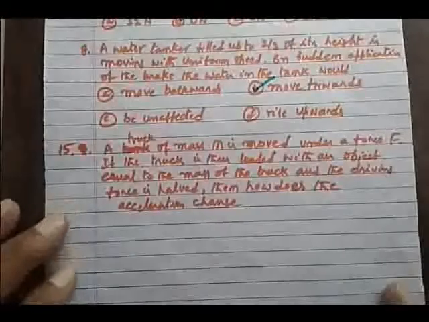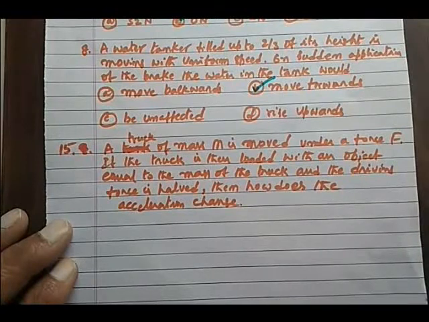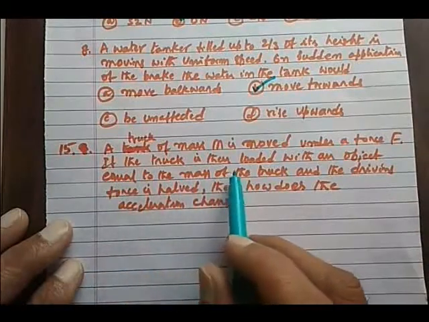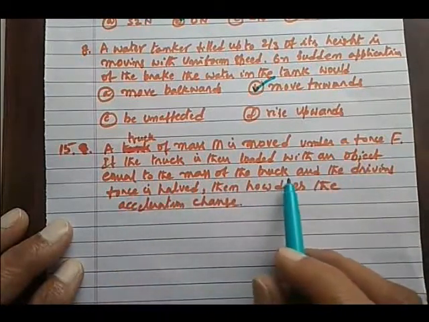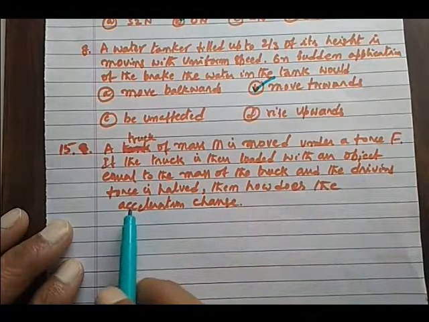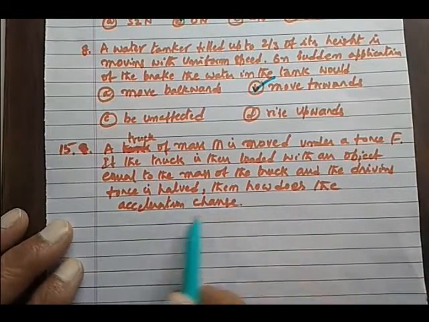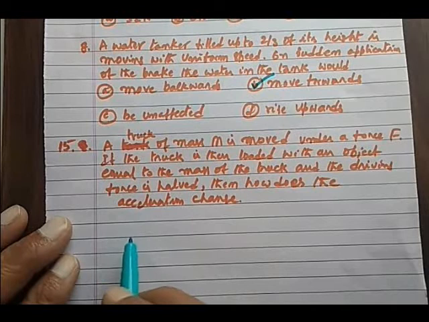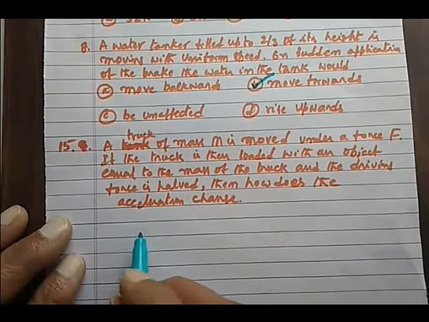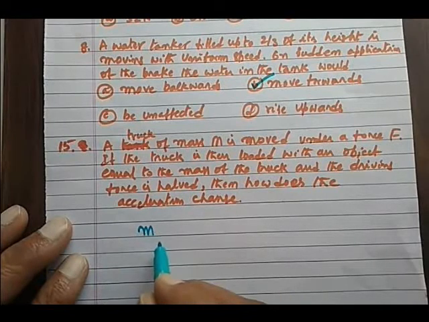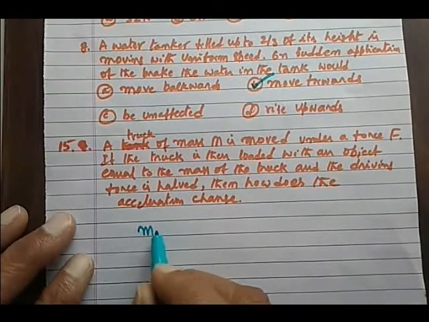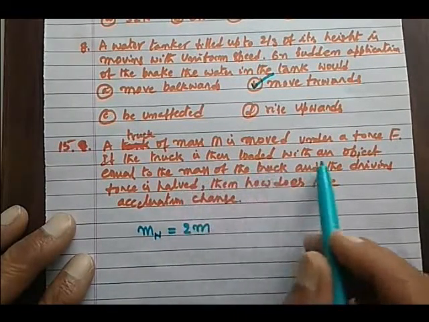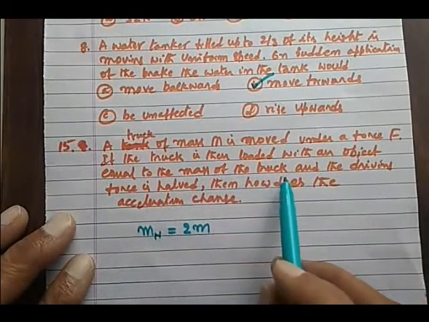Then 15th one. A truck of mass M is moved under a force F. If the truck is then loaded with an object equal to the mass of the truck and the driving force is halved, then how does the acceleration change? So here, what happened? The mass, it is a new mass, I will say new mass, is twice the mass because it is equal amount of mass of the truck is added.